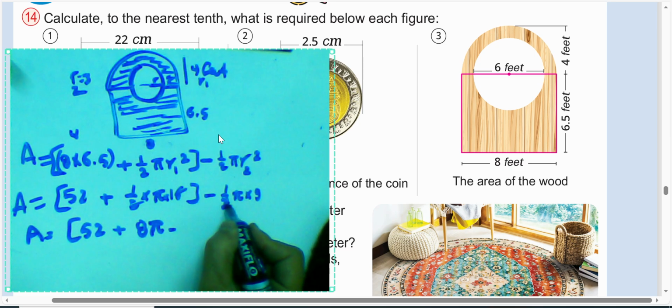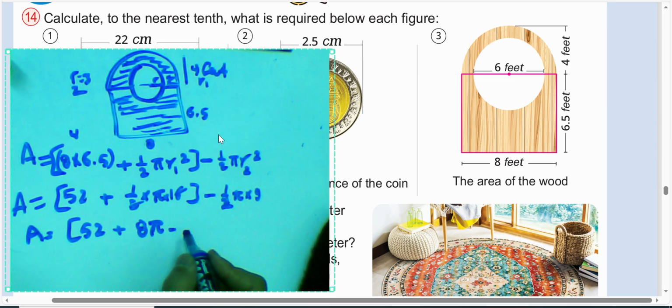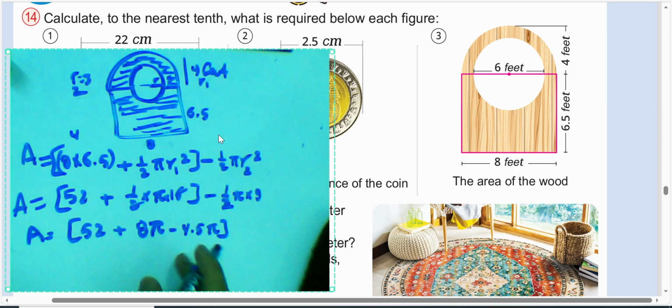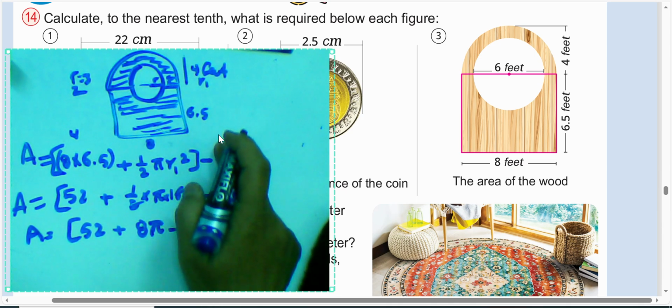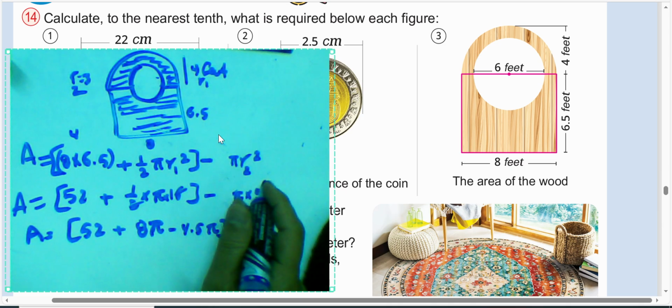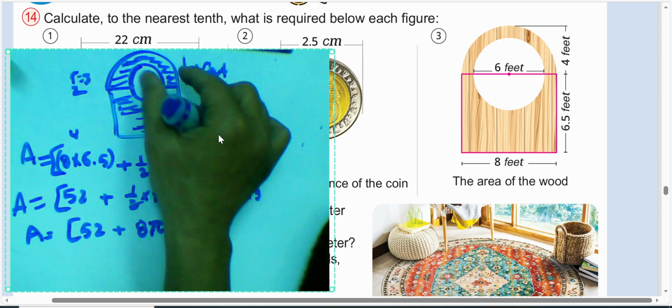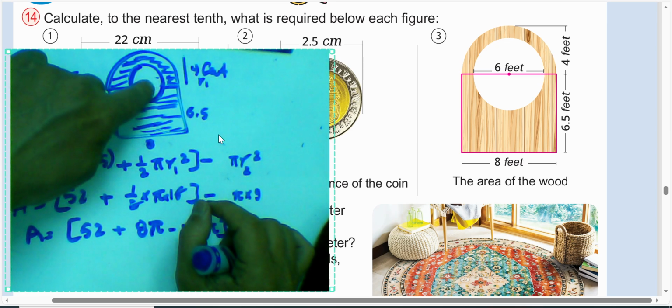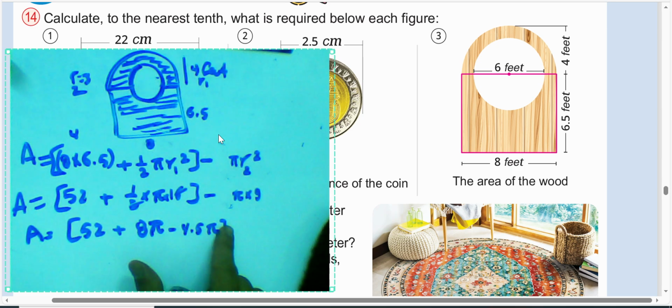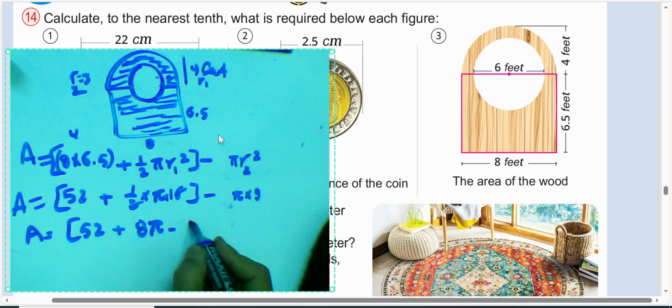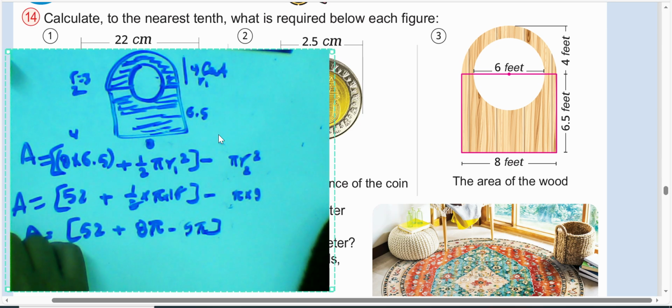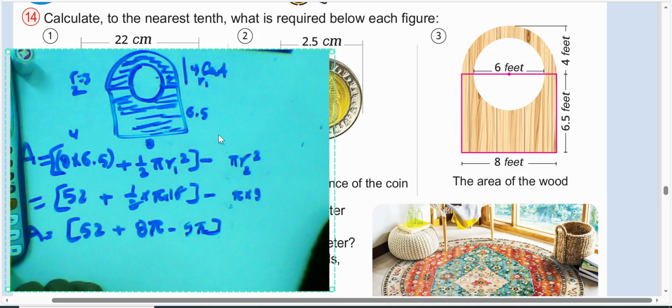Subtract half of 4.5 pi. Then you can find the answer by using a calculator. Not a circle, this is a half circle. But this circle here is a whole circle, not half. Again, we can cancel the area of this circle, subtract pi times 3 power 2, 9 pi. Then 52 plus 8 pi subtract 9 pi.